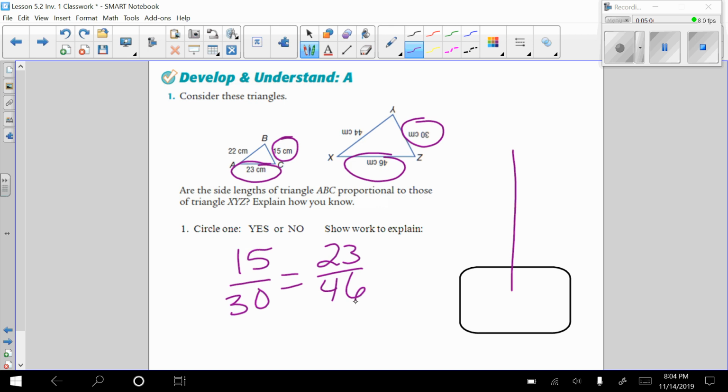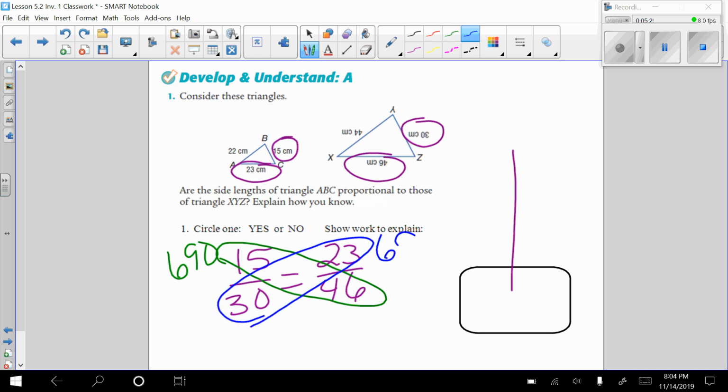How do we find out if things are proportional? We're going to cross multiply 15 times 46, and you're going to find out that equals 690. Now do it in the opposite direction. Cross multiply 30 by 23 and see what that equals. That also equals 690. Therefore, they are both proportional. These two triangles are proportional. They are equal to one another.